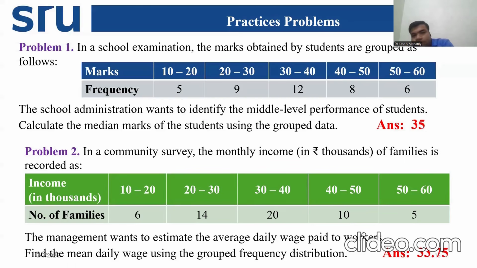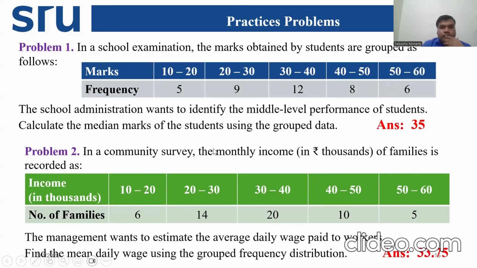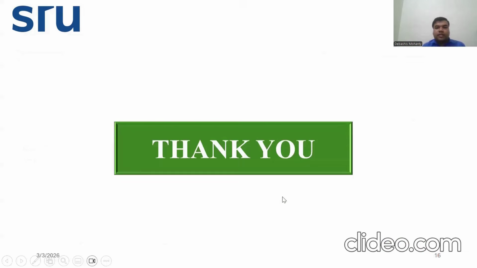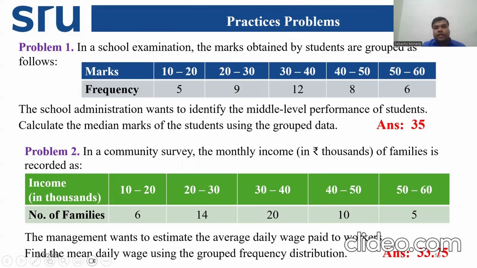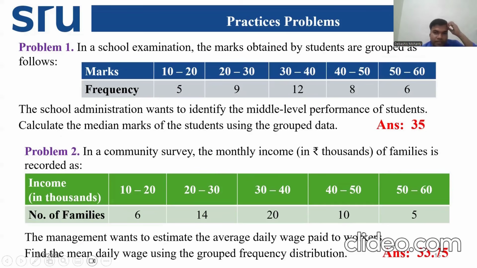In a school examination, try to understand this question carefully. The marks obtained by the students are grouped as follows. Here the marks are given: 10 to 20, 20 to 30, 30 to 40, 40 to 50 and 50 to 60. For 10 to 20, the frequency is 5, 20 to 30 the frequency is 9, 30 to 40 the frequency is 12, 40 to 50 the frequency is 8, and 50 to 60 the frequency is 6.